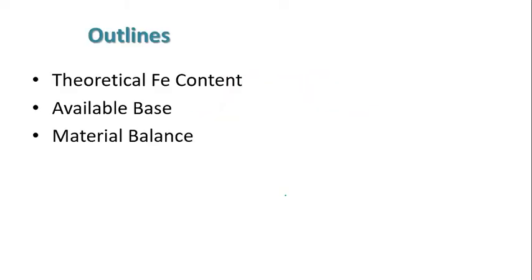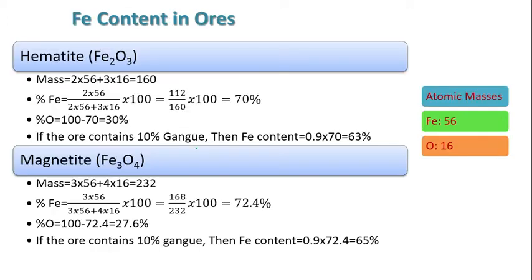In our last class, we studied calculating the theoretical amount of iron in Fe2O3 and Fe3O4 and their respective ores, and the available base for the reaction in the iron making process inside a blast furnace. And we will discuss the material balance in today's class. So all these we have covered.